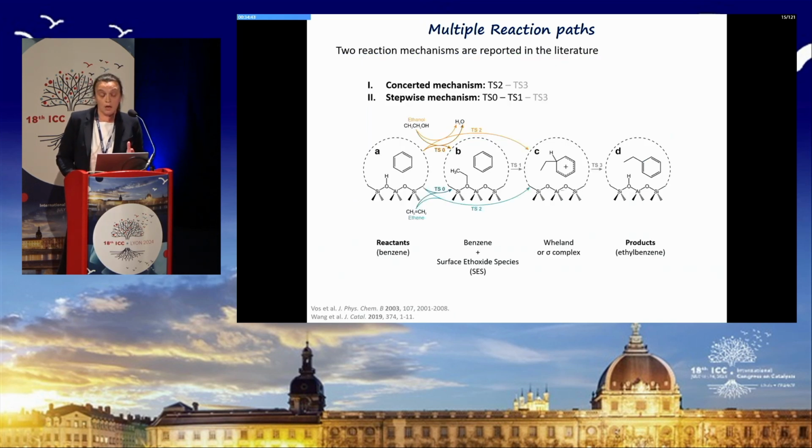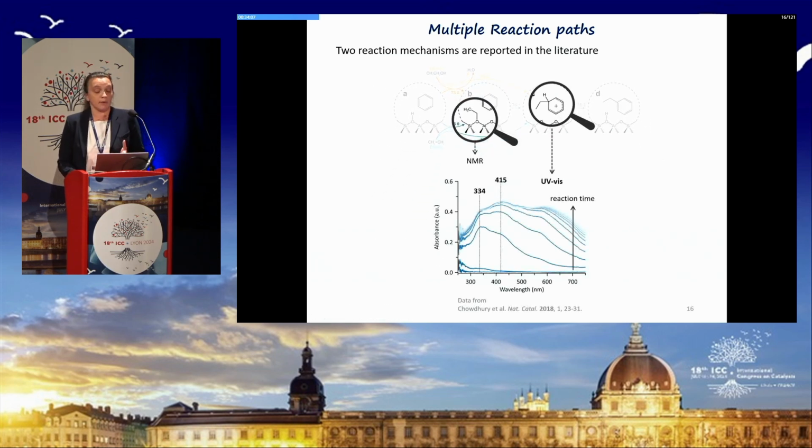There has been discussion. This reaction can go via a stepwise mechanism, where first you form an ethoxide species on the lattice, and then this species will undergo the ethylation reaction to form an intermediate, which has been called in the literature the Wheland intermediate. The other possibility is that we have a direct ethylation to go directly to this Wheland intermediate. There was quite some discussion about the existence of this Wheland intermediate in the literature, and just to unravel this, we decided to also do dynamic calculations.